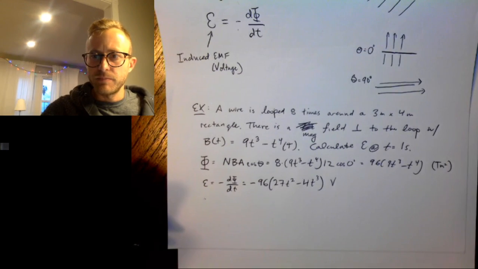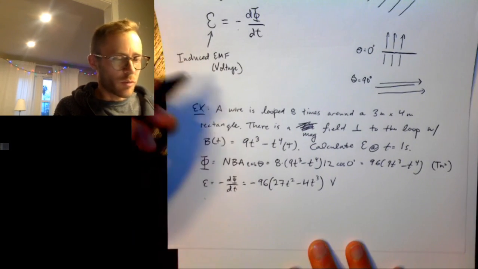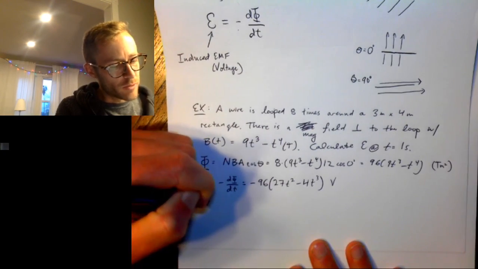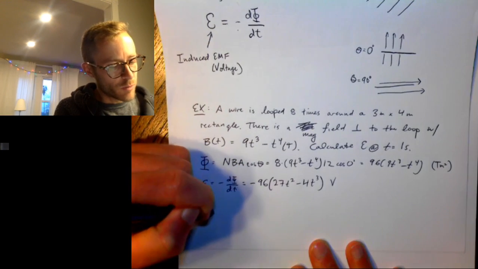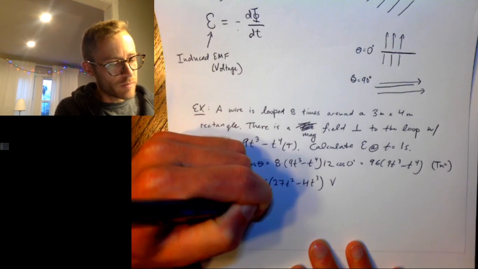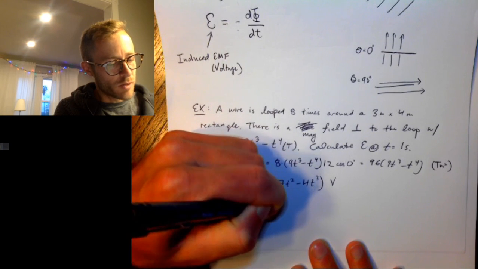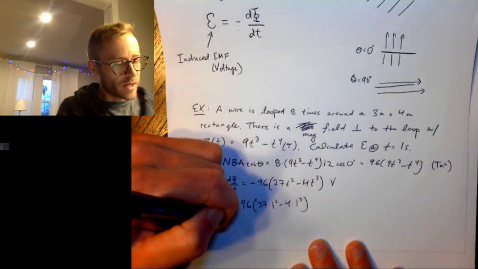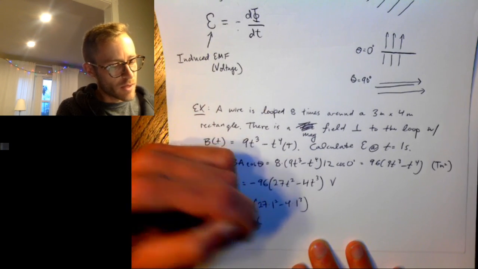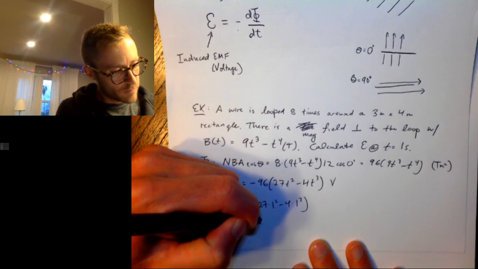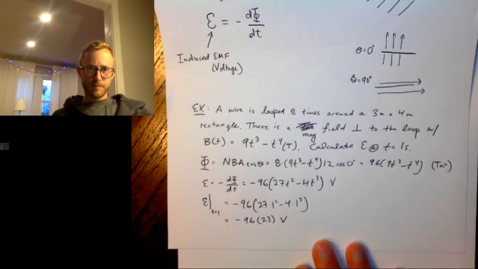And so I wanted to know the induced EMF at 1 second, so I'll plug in time equals 1. So the induced EMF evaluated at t equals 1 second is going to be negative 96 times the quantity 27 times 1 squared minus 4 times 1 cubed. So that is negative 96 times 23. That many volts, whatever it is.